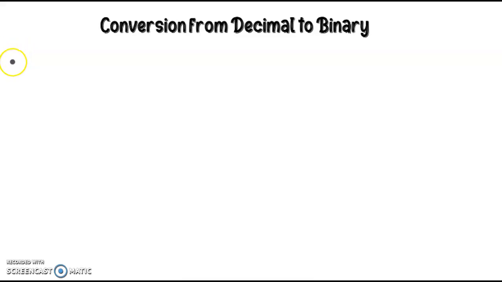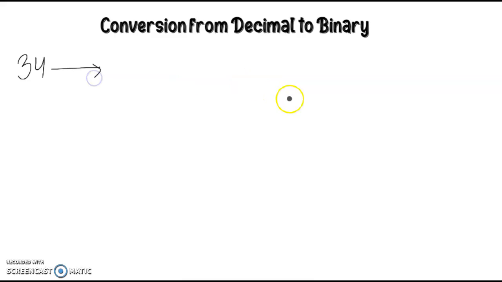Now, let's take a random base 10 or decimal number. Let's say that number is 34. Now, I want to convert this number to binary. How do I do that?